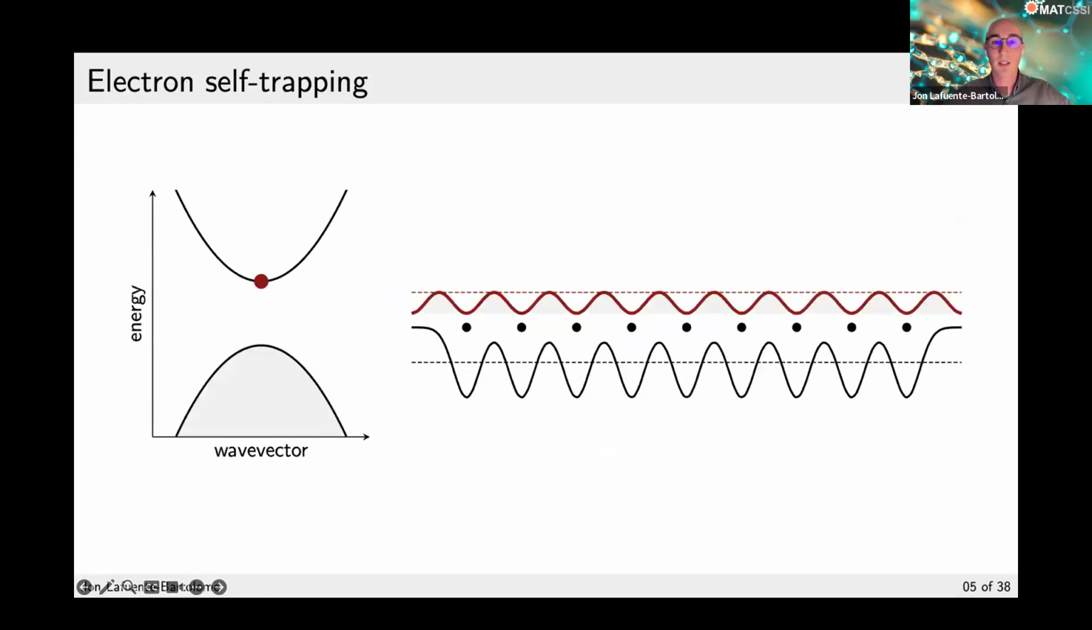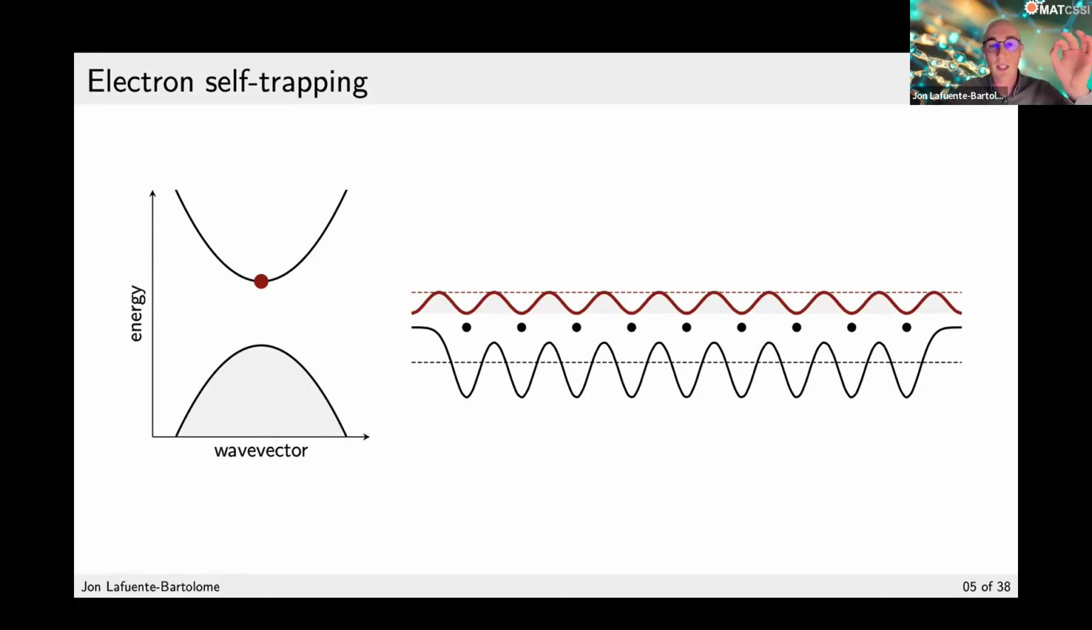So how can we understand all this? For that, I propose a very simple thought experiment that goes as follows. Imagine we have a semiconductor or an insulator in which all the valence bands are full and all the conduction bands are empty, as I show here on the left. This cartoon on the right represents the lattice in real space. Dots would be atoms, and the solid black line would be the periodic potential that this lattice generates.